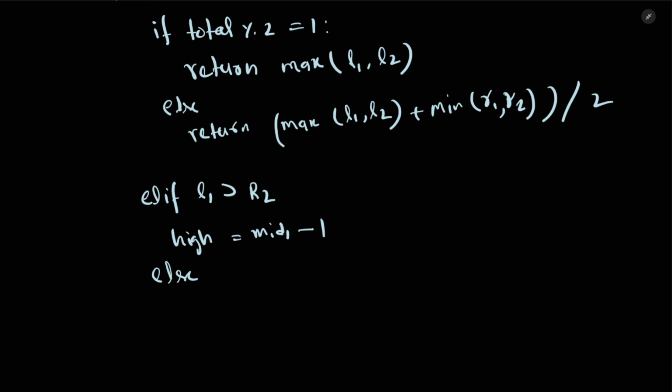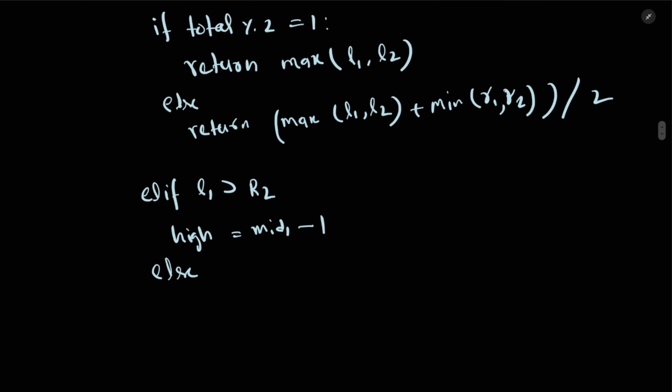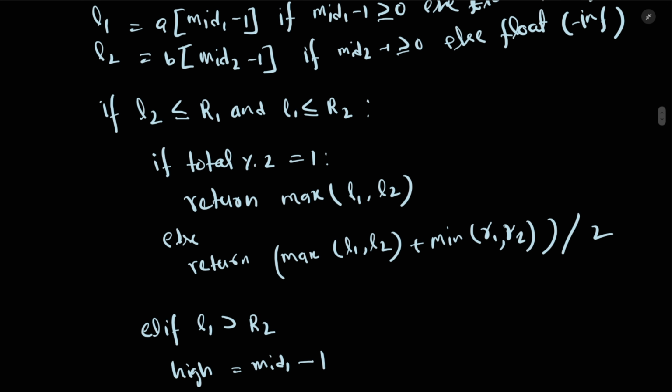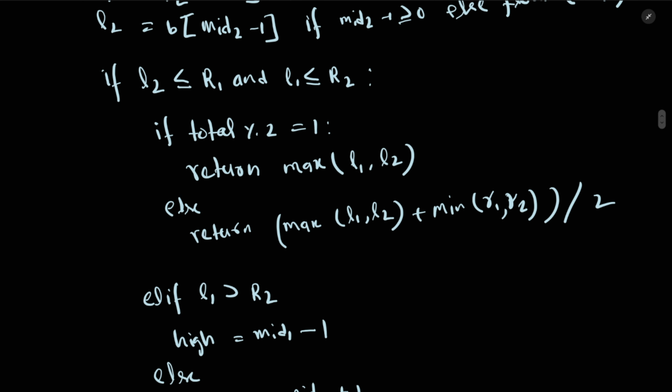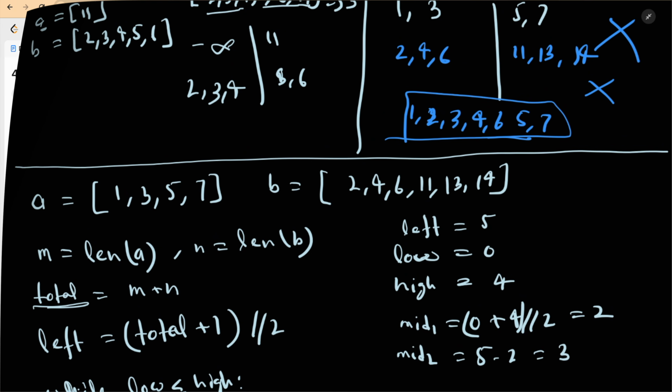In case we find that the R2 value is not at the center where we wanted, then we need to move the low. So we can say low equal to mid1 plus 1. So this is our final solution, and eventually that will come into this one, and we will get our answer. So let's code this in LeetCode and try to run the test cases there.